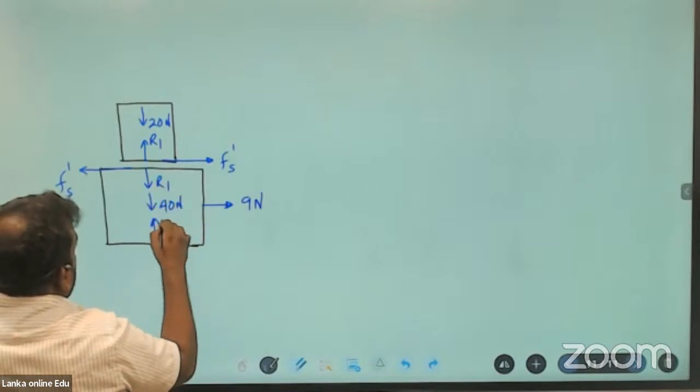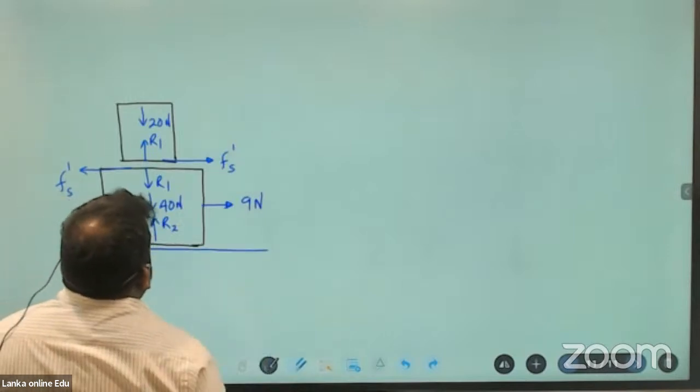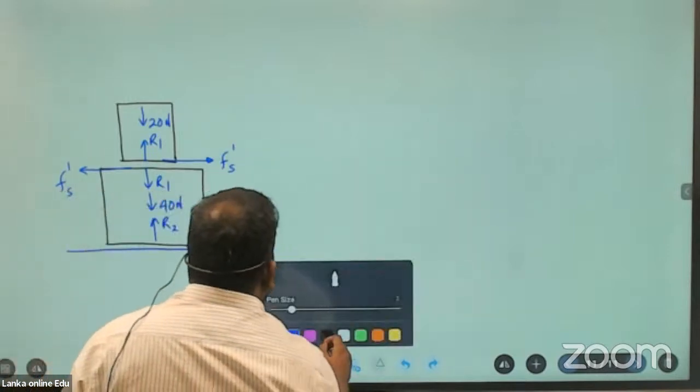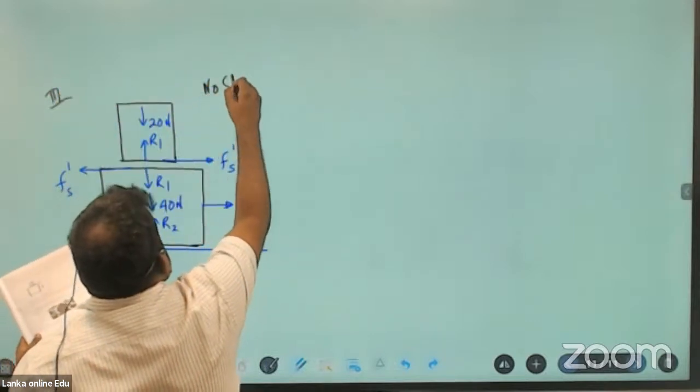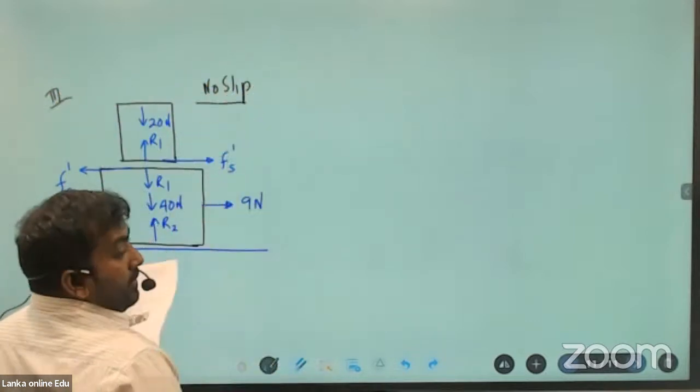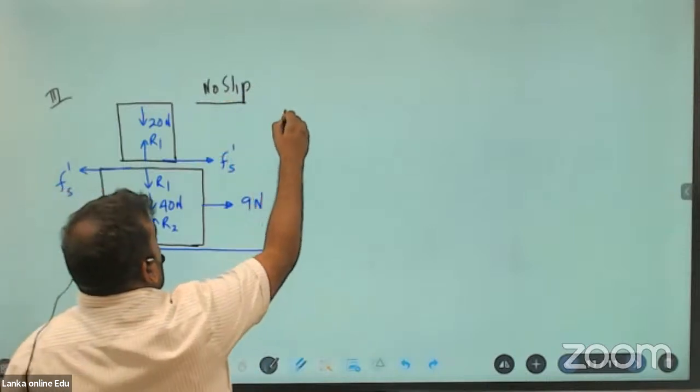Acting. There will be a static friction acting. So here also, Roman 3: no slip. No slip means they will move together. If moving together, what will you do?